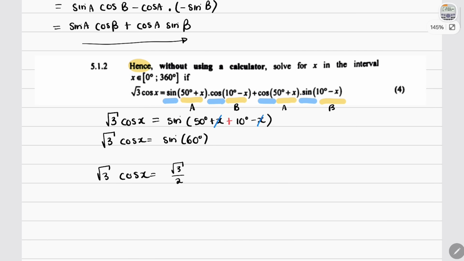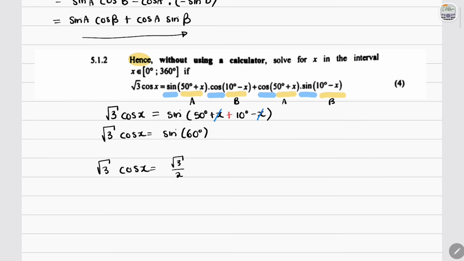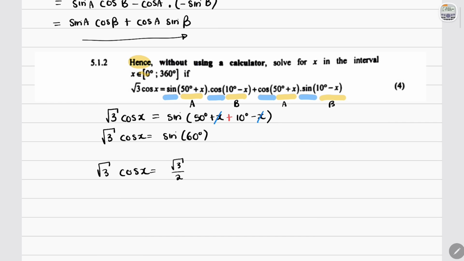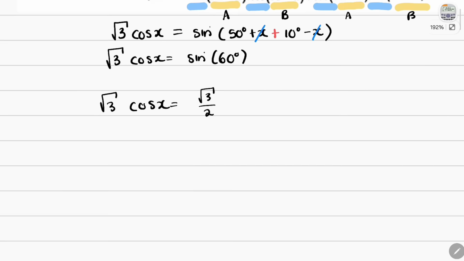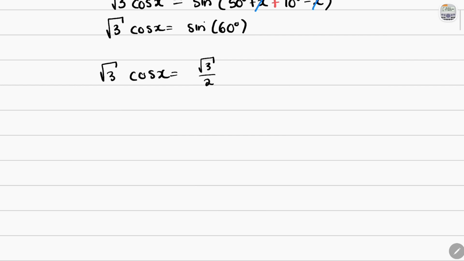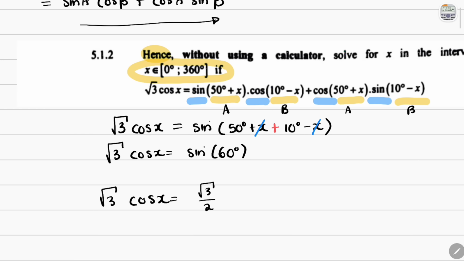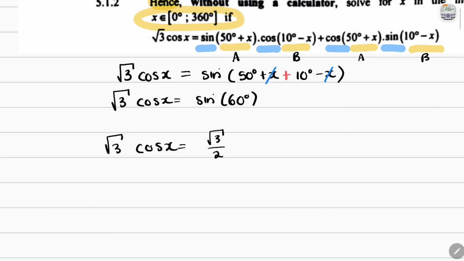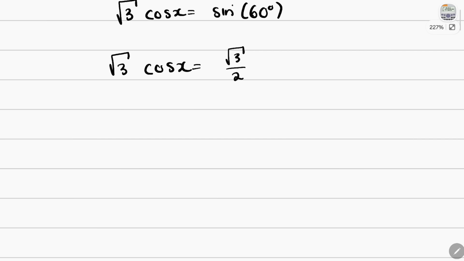And yeah, what did they specifically say? They want us to solve for x, but within this interval from 0 degrees to 360 degrees. So instead of this being a general solution situation, we're trying to find specific solutions for x within that interval. To solve for x, you see that you need to get cos x alone first. And so this is what is distracting us. It is multiplying the cos x. So to get rid of it, you must divide by it. So you'll divide by root 3 on both sides.